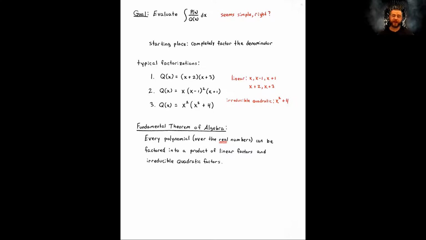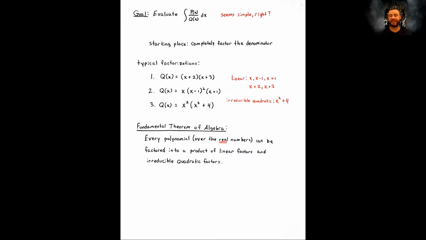Okay, so there's 2 types of factors within these examples. There's the linear factors, and then there's the irreducible quadratic factors. Now, you might have never learned about the fundamental theorem of algebra, but it's important, hence why it's called fundamental. What it basically says is every polynomial with integer coefficients over the real numbers, so in other words, if you only are allowed to use real numbers, every polynomial can be factored into a product of linear factors and irreducible quadratic factors like we have here.